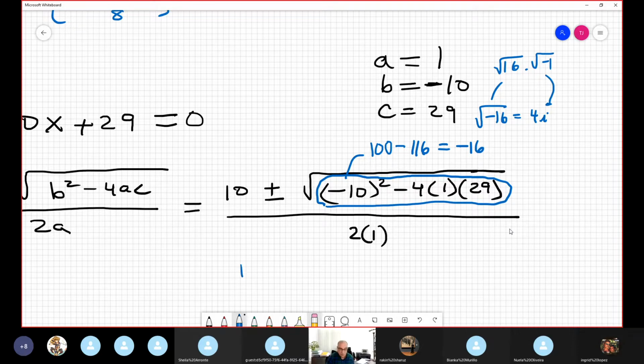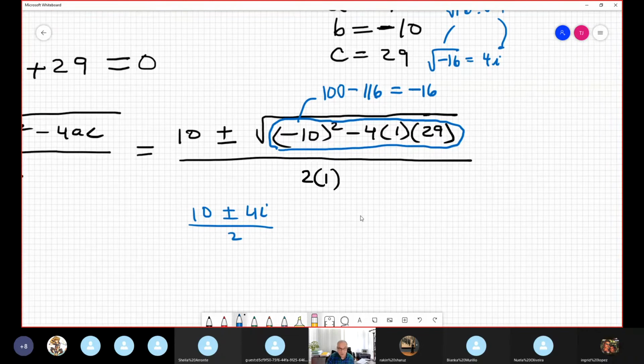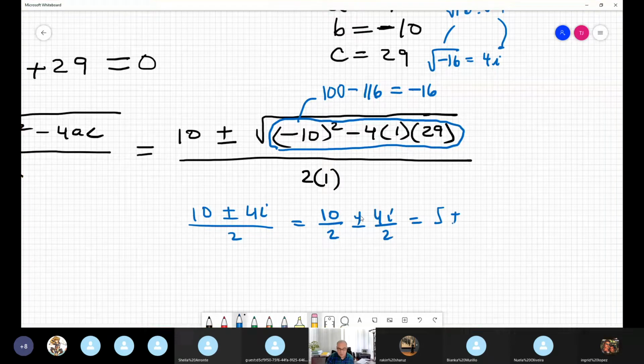Okay, entonces we have 10 plus or minus 4i divided by 2. Leave it like that, no. You can divide by 2, or you can split the common denominator. 10 over 2 plus or minus 4i over 2. This is 5 plus or minus 2i.